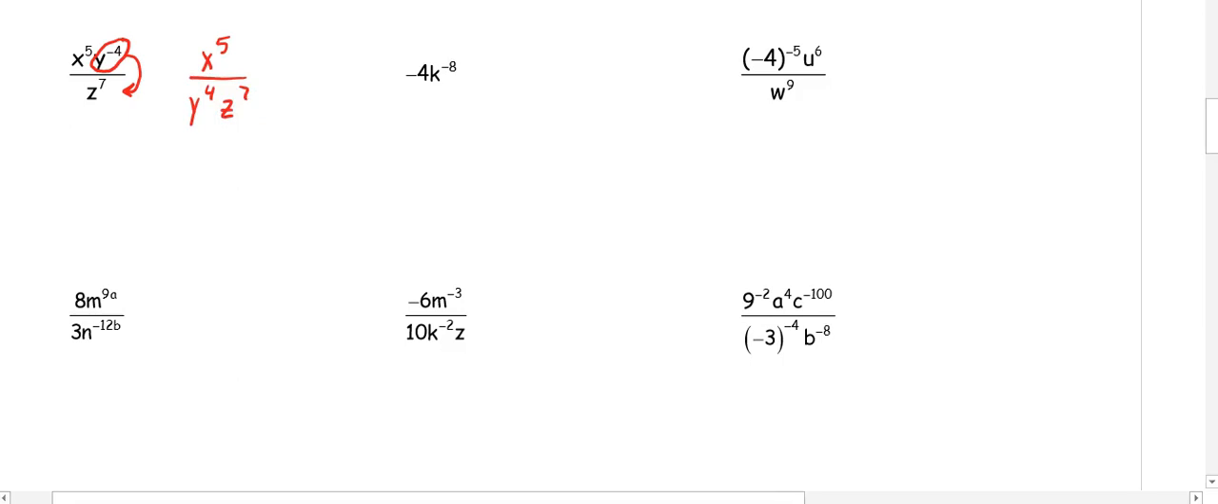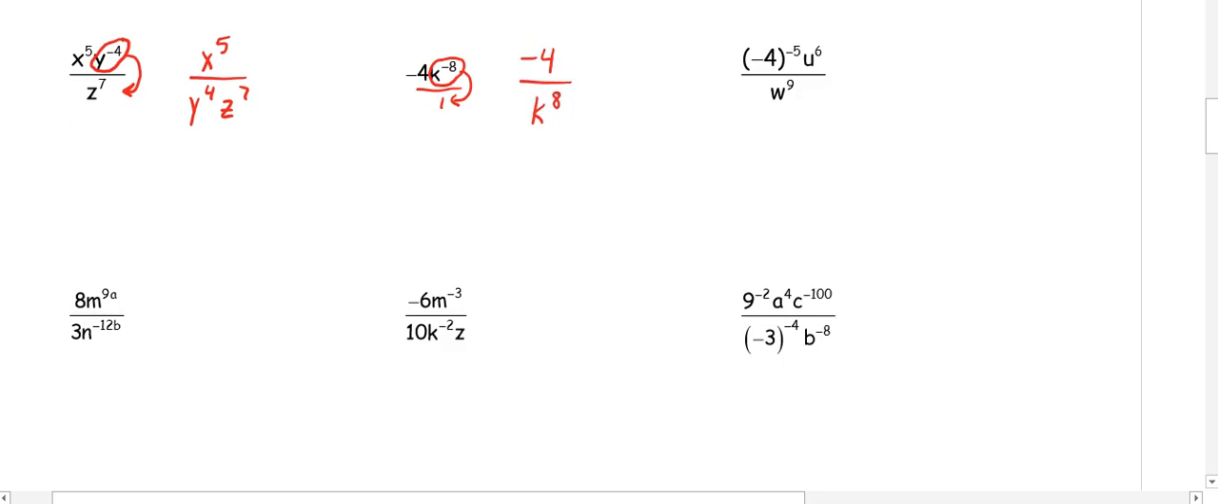So in the next one, we have negative 4 k to the negative 8th. Remember that only negative exponents are moving, so k to the negative 8 is going to move into the denominator. Negative 4, because it doesn't have a negative exponent, gets to stay in the numerator. So we have negative 4 over k to the 8th.